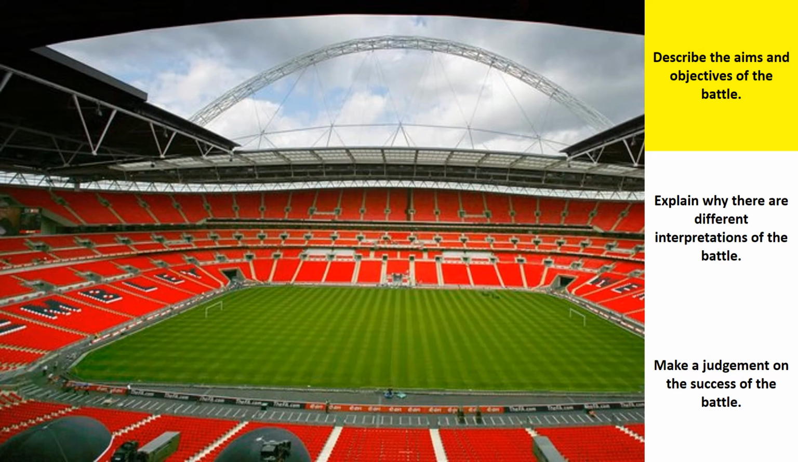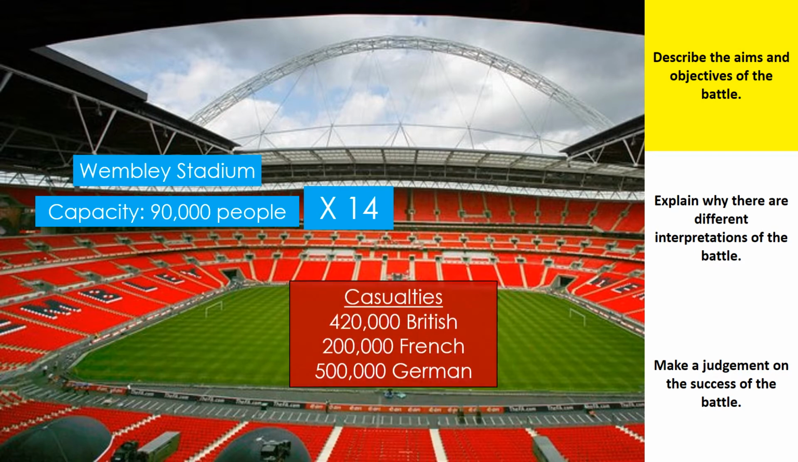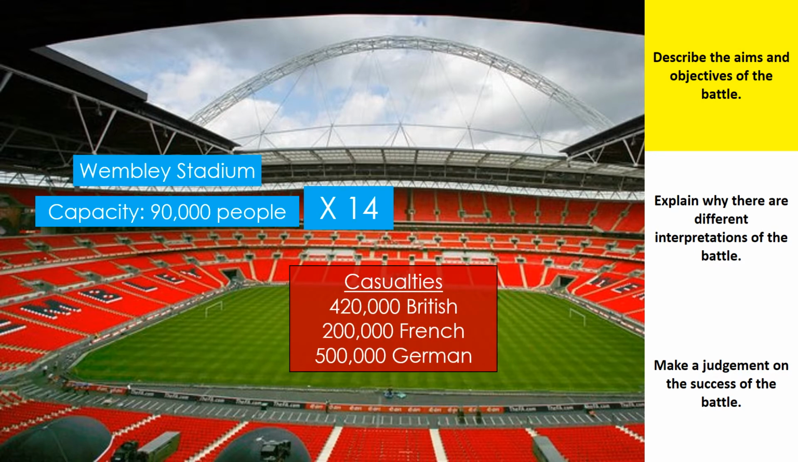Now you may recognise this stadium here. This is Wembley Stadium, and Wembley Stadium has a capacity of 90,000 people. Now if we times that by 14, that works out as the amount of casualties from the Battle of the Somme. So we had 420,000 British casualties, 200,000 French casualties and 500,000 German casualties. So enough to fill Wembley Stadium 14 times over.